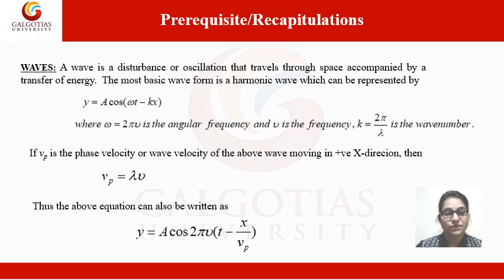Thus, in terms of Vp, the wave equation can be written as y equals a cos 2 pi nu (t minus x upon Vp). This is the simple wave equation, and it is very important because before discussing the wave function we should know about the wave, what the wave equation is, and what the characteristics of a wave are.